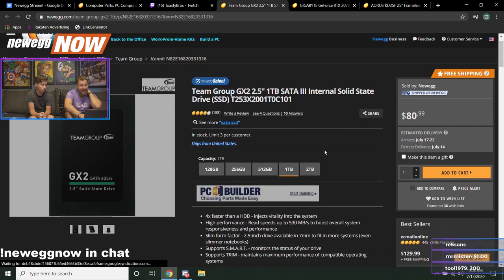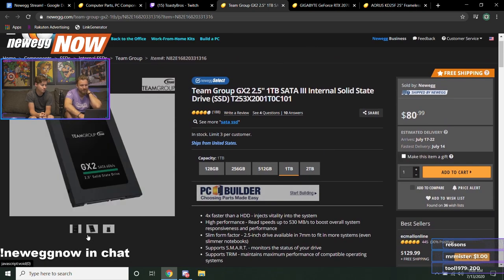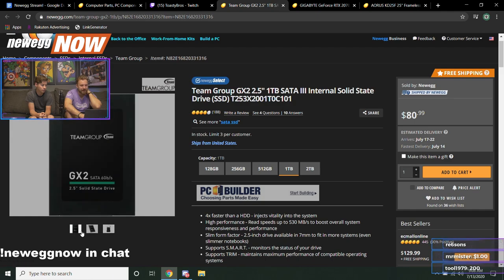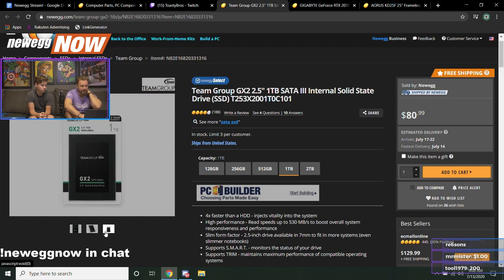$80. Ooh, that's a good deal. 1 terabyte? That's a good deal right there, guys. If you ever need a 1 terabyte SSD, this is very tempting for my laptop.